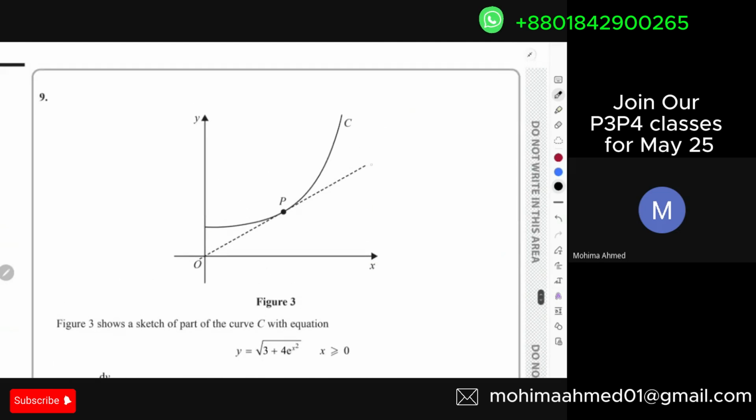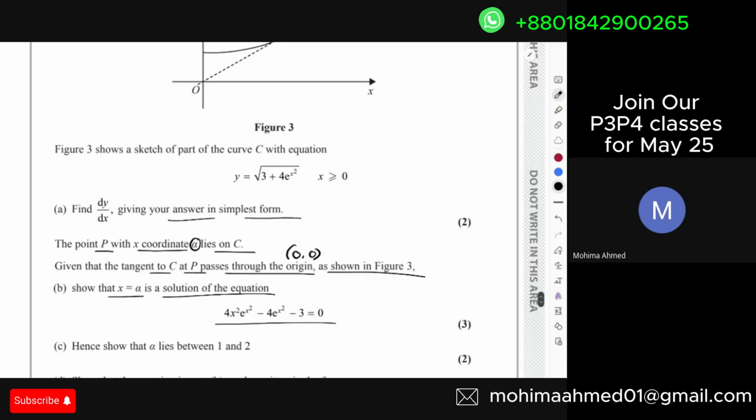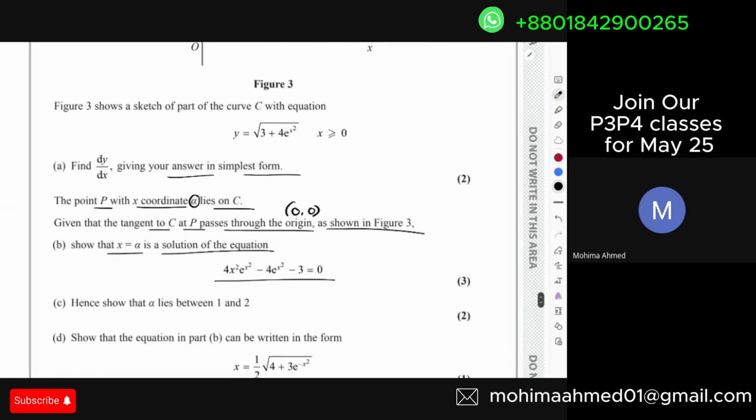Oh, then this is in what format? This is exactly y equals x, right? I mean, that's what's happening over here. The y equals x equation is the tangent for your graph, which also passes through point P. And the x-coordinate of point P was given, and we're supposed to find that x equals alpha is actually a solution of this equation. But to be honest, we cannot find out the value of x equals alpha in this kind of pattern.